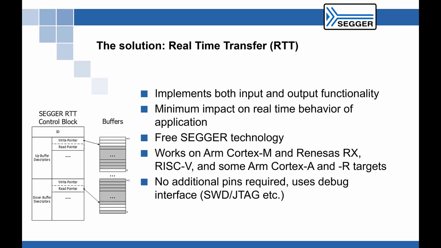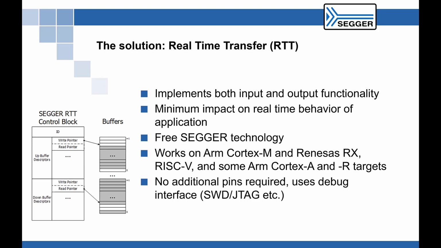It has really minimum impact. I will show in the next slides how low it really is. It can be used for free if you have a J-Link. It works on essentially all target devices that are supported by J-Link and supports some kind of background memory access where we can extract the data while the target is running.